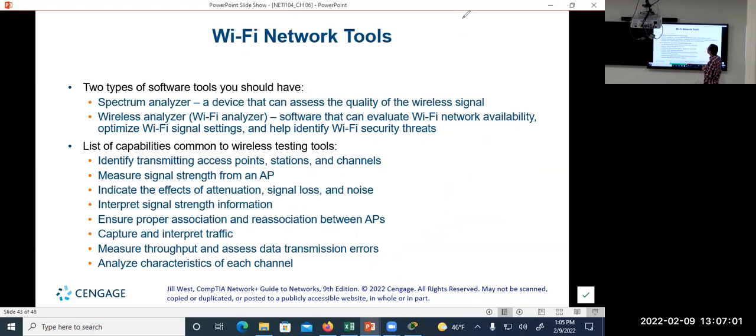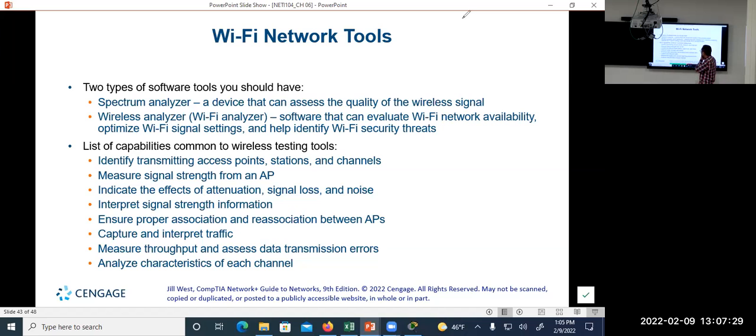Okay, you have some Wi-Fi network tools. That is everything about the definition; I don't have a tool to show you. You have tool types, such as software. You can have a spectrum analyzer, very helpful for you. When you move around, you can see what channel the wireless signal is on. Or you can have wireless analyzer software that can evaluate the wireless network capability and optimize the signal settings.